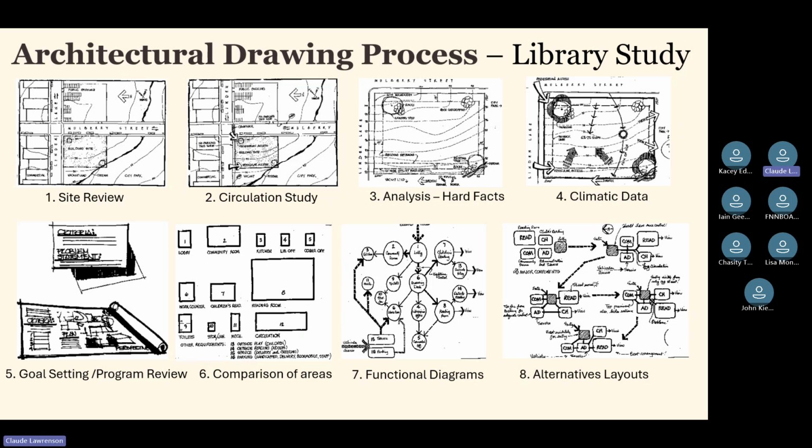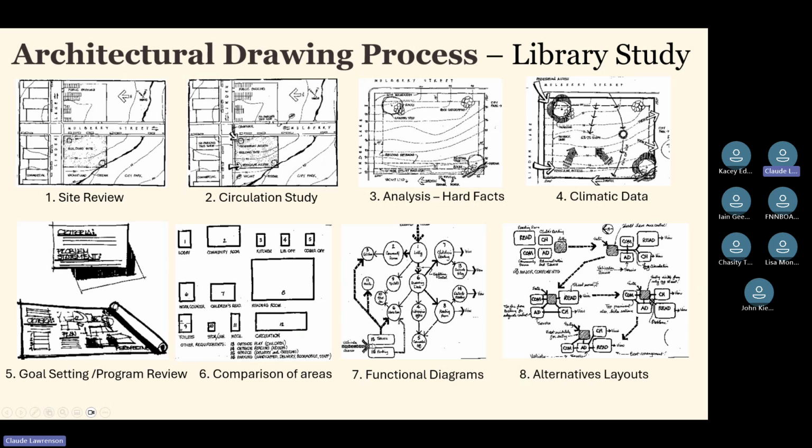So things such as it should have a children's reading area, okay? It needs a work counter. We also wanted to have a community room in this particular library, or they wanted to have a particular room. So we can see here, goal setting, program review, comparison of areas. So we sketch out and put these, we'll call it blocks of space together. And it's like a jigsaw puzzle, trying to fit them all together.